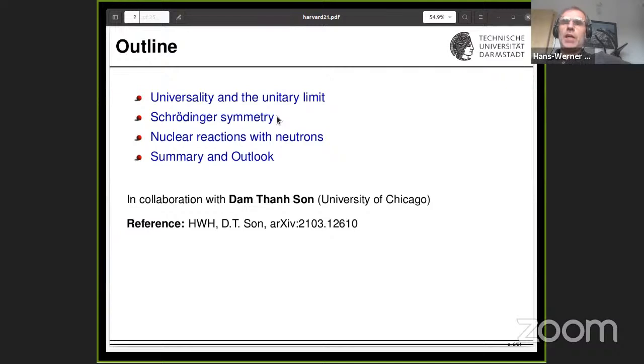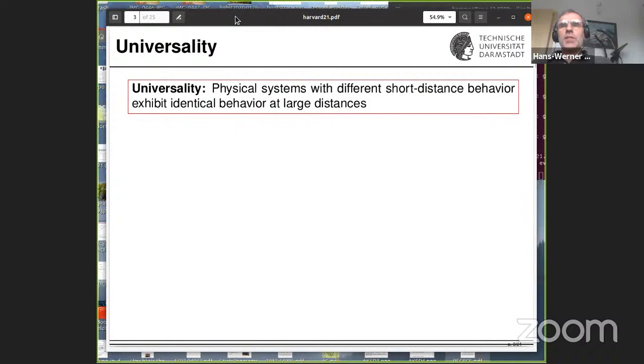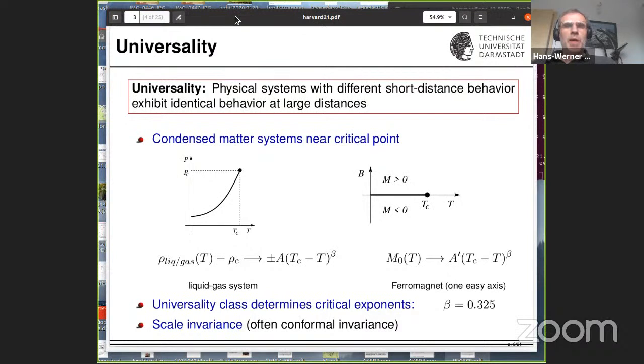So let me start with universality. You all know universality. It's a concept that relates to physical systems with very different short distance behavior, which can exhibit identical behavior at large distances. The standard example, of course, is in condensed matter physics. Condensed matter systems near a critical point show universal behavior, and certain observables show power law behavior near this critical point. Here is an example of a liquid gas critical point and a ferromagnetic one with an easy axis.